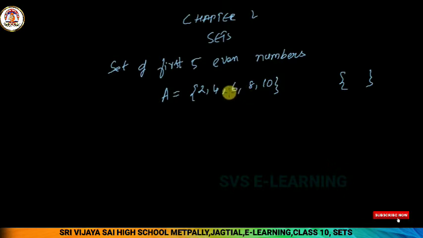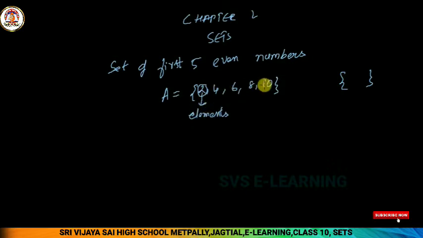So a set is always denoted by an uppercase letter, and the numbers in a set are always enclosed between the flower brackets. The numbers that you see here in the set are known as elements of the set. What do we call them? We call them elements of the set.